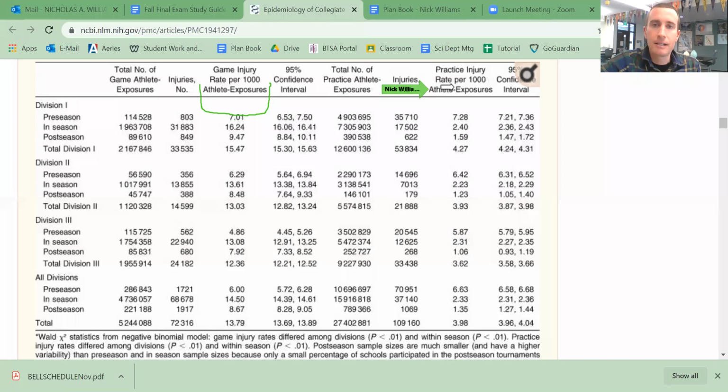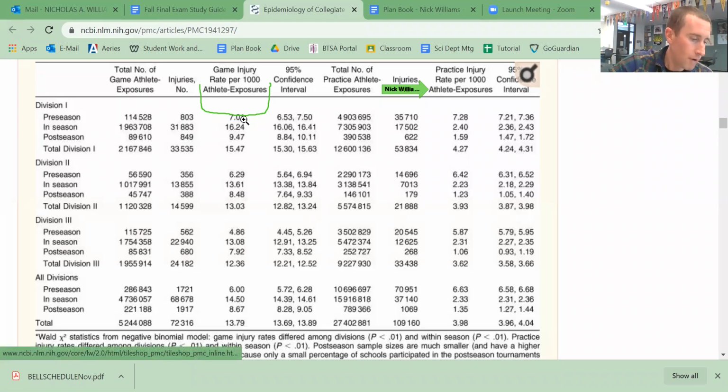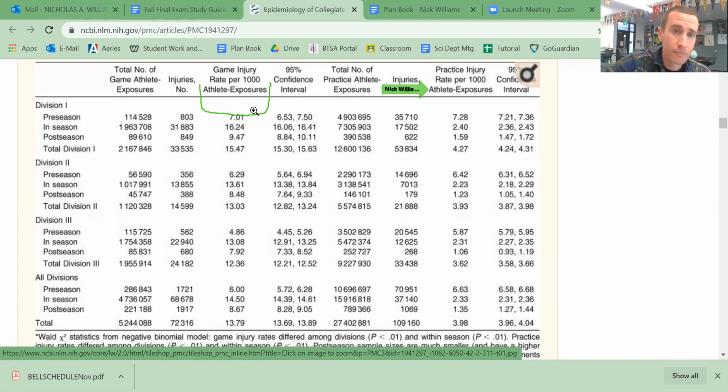Now, as I take a look there, I would see that I have a variety of injury rates. So I'm just going to take a look first at preseason, in-season, and postseason. So in preseason, in a game, I'm seeing 7 injuries per 1,000. Then in season, it's 16. And then postseason, it's 9.5. Division 2 is seeing a slightly lower rate of injuries. And then Division 3 is seeing an even lower rate of injuries, right?